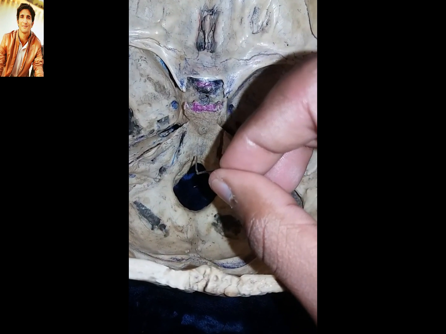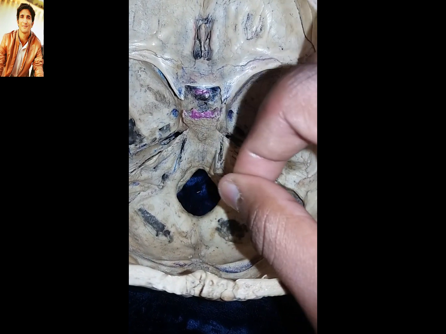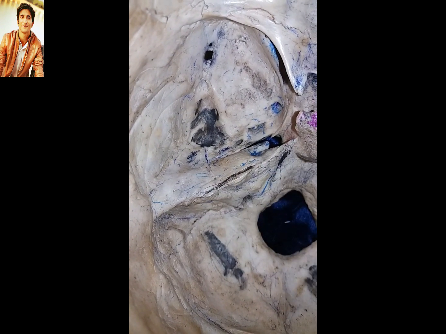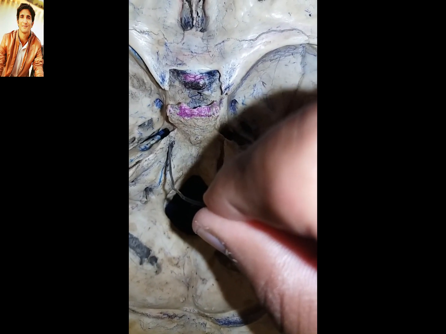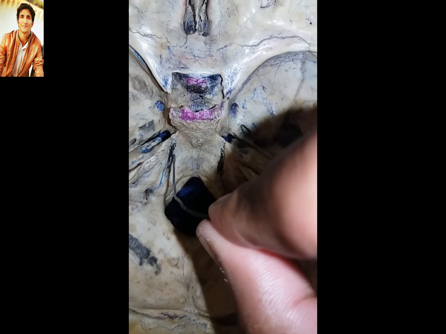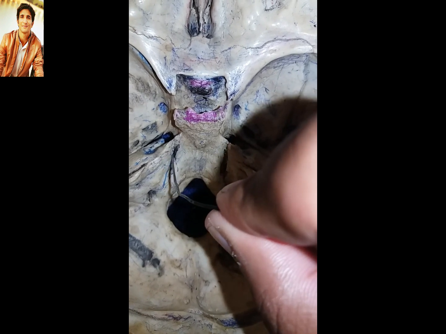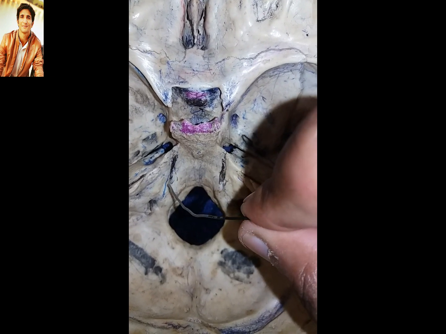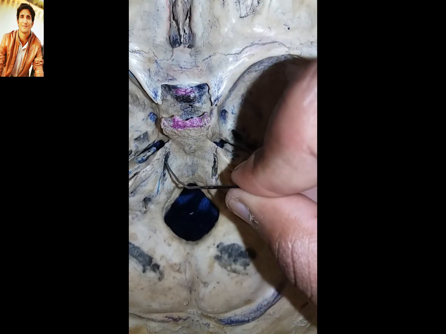So there are petrosal sinuses over here. This black one is the inferior petrosal sinus, and this is the superior petrosal sinus. There are grooves. The inferior petrosal sinus lies lateral to the clivus and medial to the petrous part of the temporal bone. This groove is also known as the petrooccipital fissure.